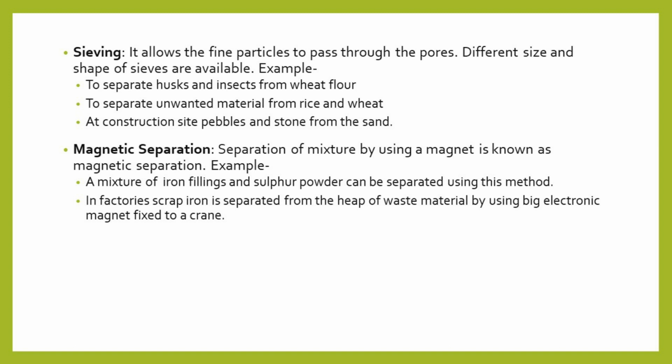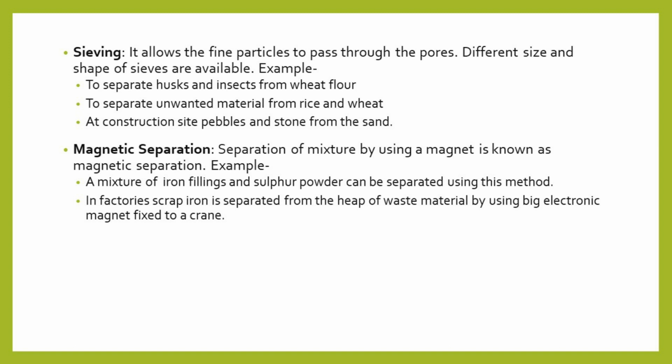Now the last is magnetic separation. Separation of a mixture by using a magnet is known as magnetic separation. For example, a mixture of iron filings and sulfur powder can be separated using this method. In factories, scrap iron is separated from the heap of waste material by using big electromagnets fixed to a screen. So these are the five methods for solids, how the unwanted substances are getting away from the main constituents.